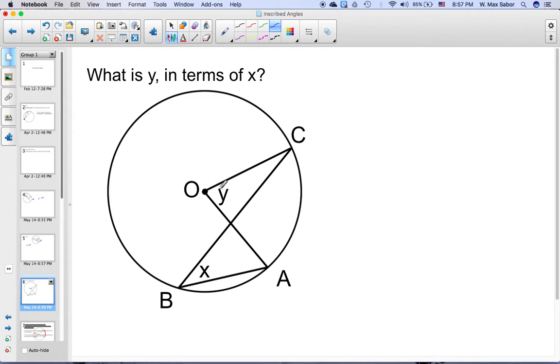Here, what is y in terms of x? So y, that's the central angle, so it'll be the same as the arc. X, we'll have to double that to get y equals 2x. What's y in terms of x? Y is 2x. Y is going to be double the inscribed angle.